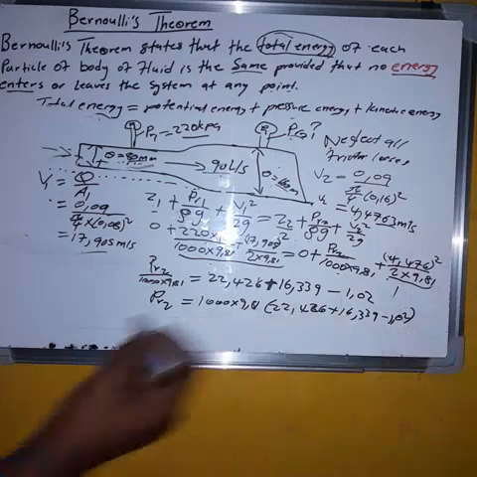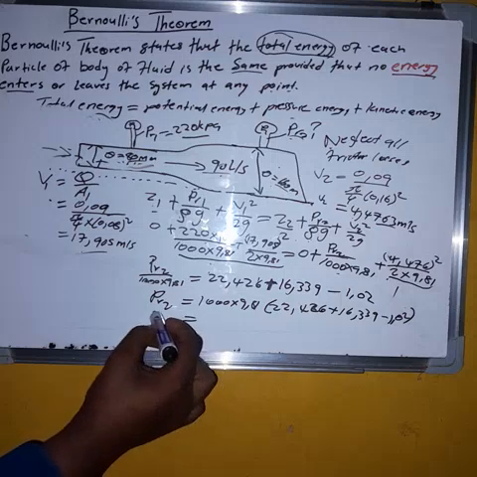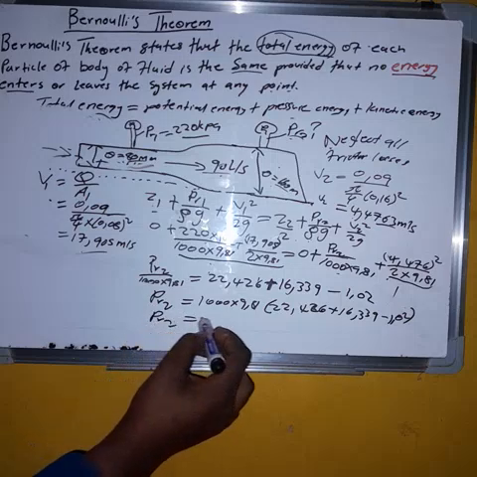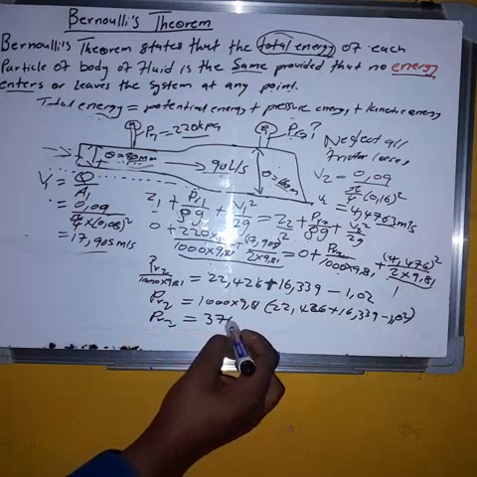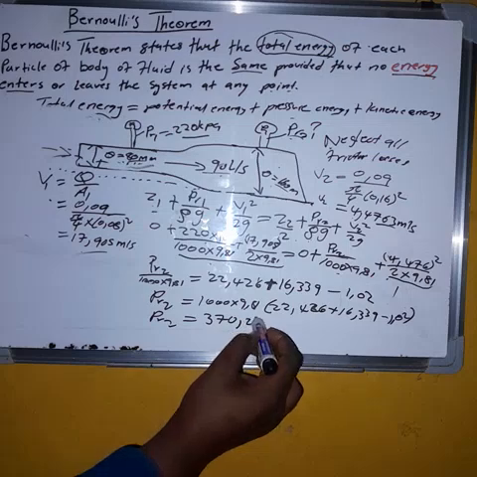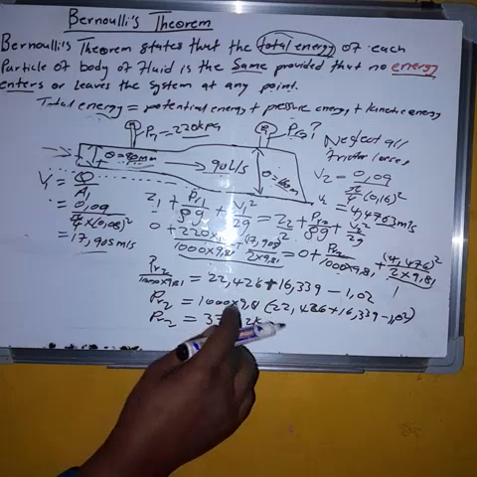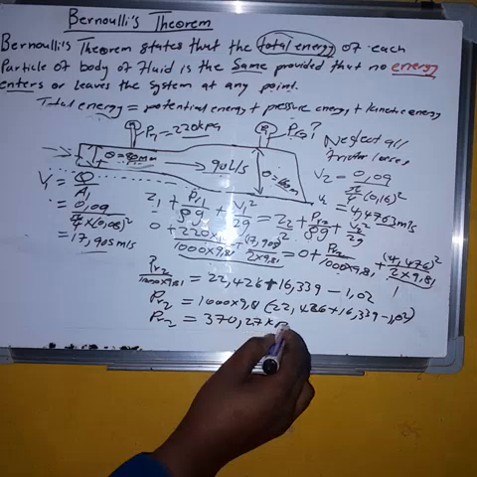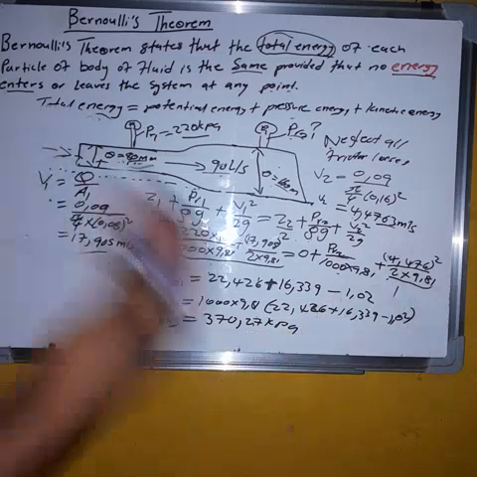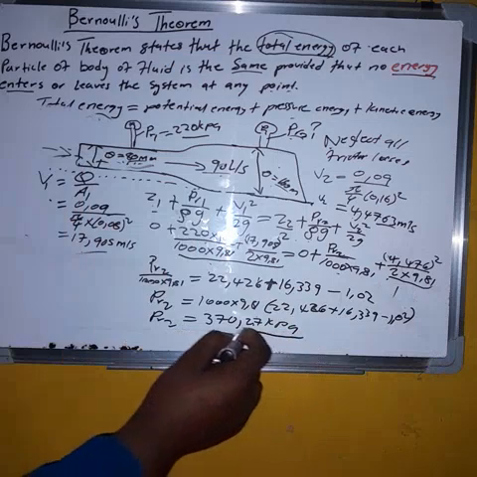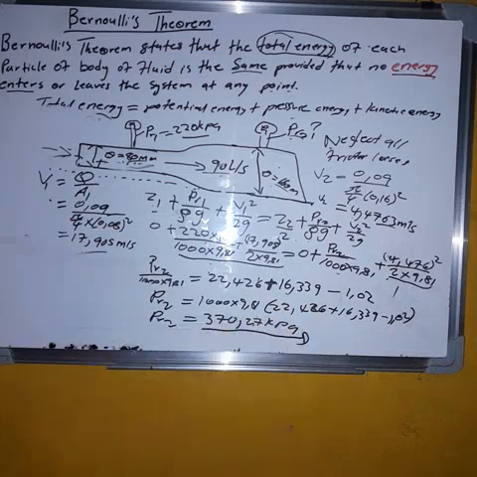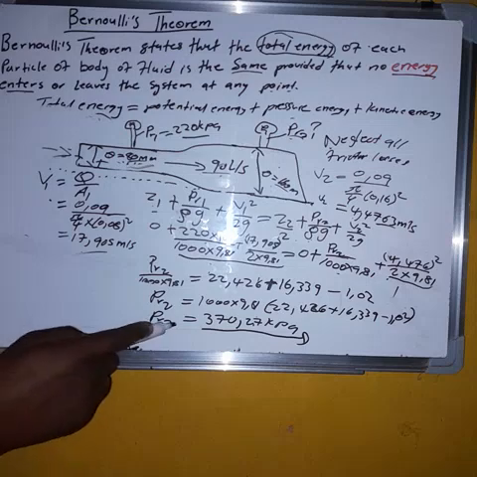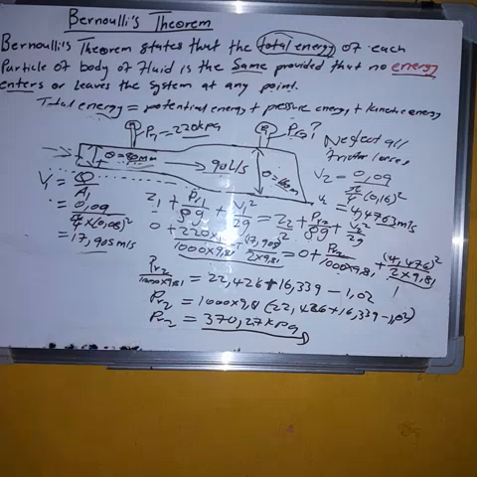You punch this on your calculator, and you'll get that pressure 2 is equal to 370.27 kilopascal. I've already converted to kilo. This will be your final answer. This is how we apply Bernoulli's theorem.